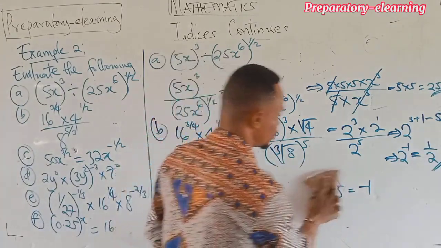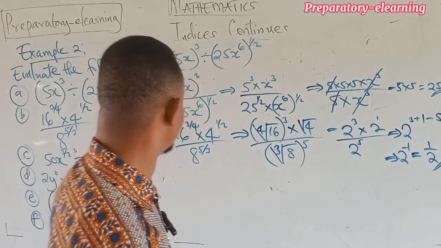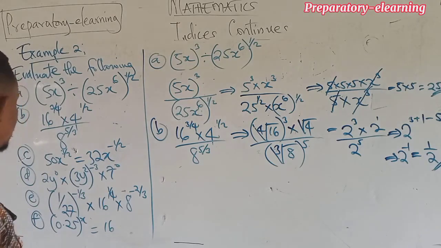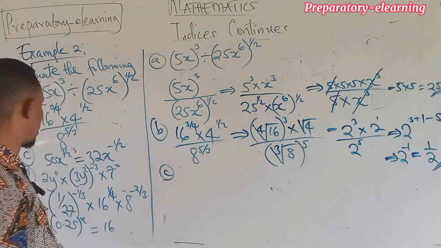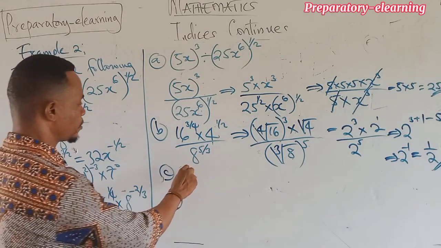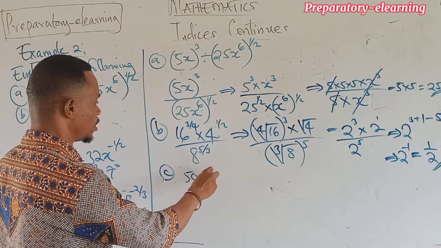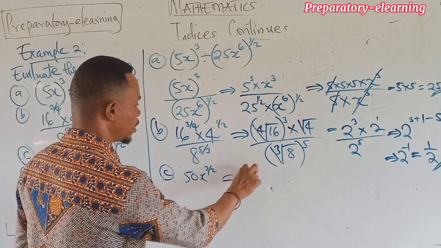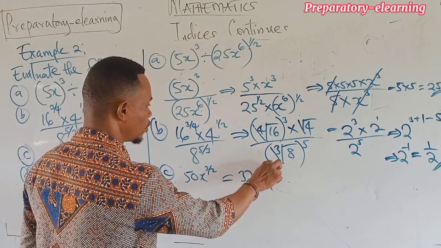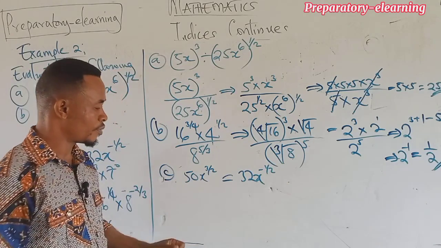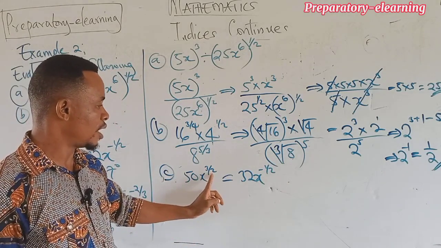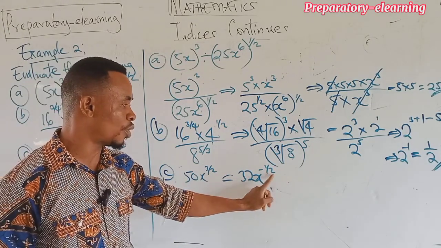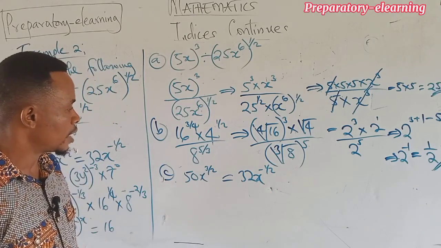As we move on to another example. Another example, we have this. Now, how do we solve this? The C part of this, we have 50x into power 3 over 2 equals to 32x into power minus 1 over 2. We have fractional power law or fractional index law. Here we have root law, negative root law. Okay, now how do we solve this?